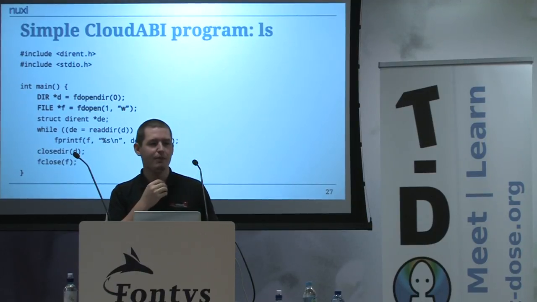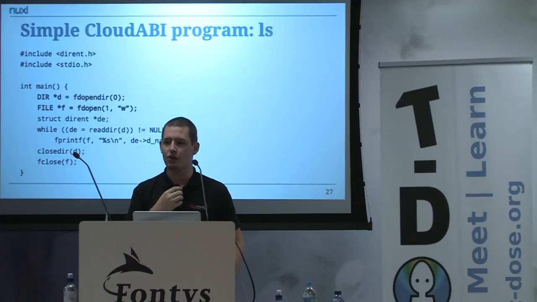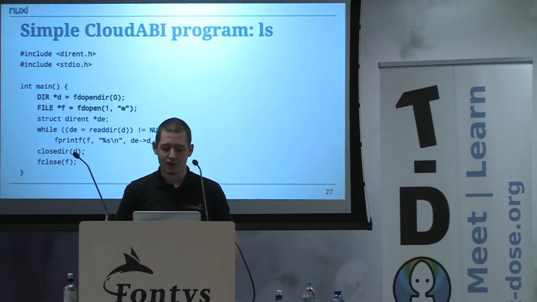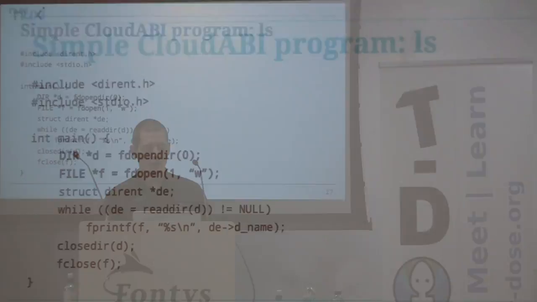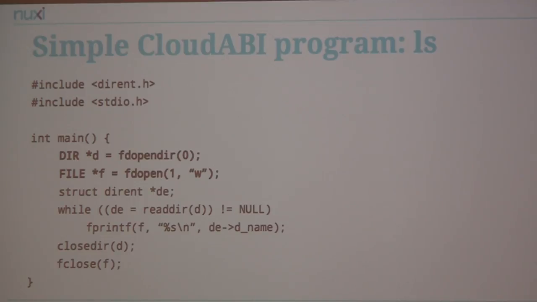What it does is re-implement the Unix ls utility. So it opens a directory, looks at all the directory entries, and then prints them to the terminal one by one. It makes use of fdopendir to open a directory handle, and it makes use of fdopen to get a handle to the terminal, which is typically file descriptor 1 in most flavors of Unix.